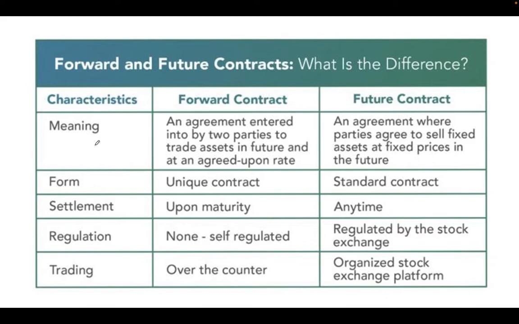So there are certain differences between forwards and futures contracts. So the meaning: a forwards contract is an agreement entered into by two parties to trade assets in future at an agreed upon rate. Whereas a futures contract is an agreement where parties agree to sell a fixed asset at a fixed price in the future, or buy a fixed asset at a future rate.